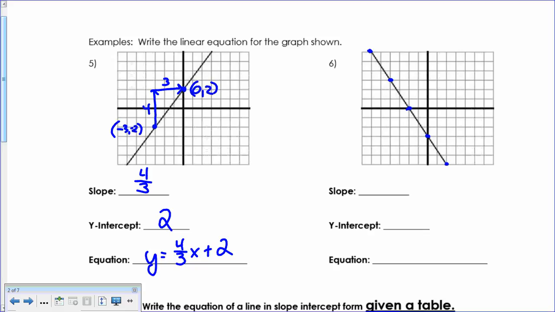So I can pick any 2 points I want, right? But what point's very important to me that I need to pick? Elizabeth? The one that touches the y-axis. And what's that point right here? What's the coordinate of that point, Brett? Yep, 0, negative 3. So that means our y-intercept is negative 3.